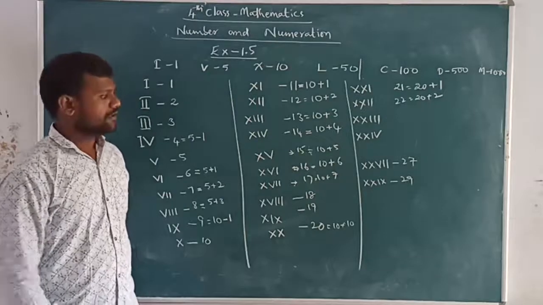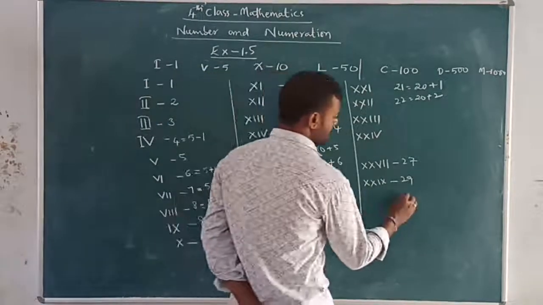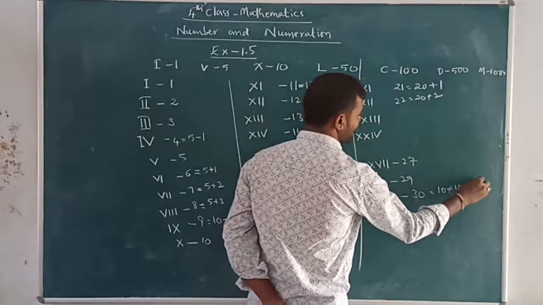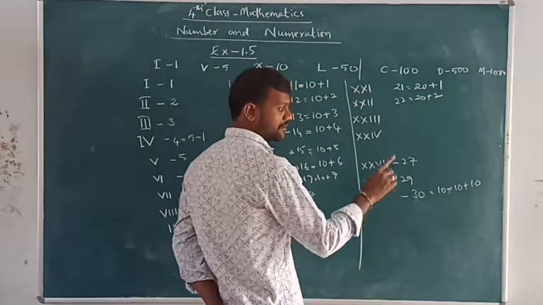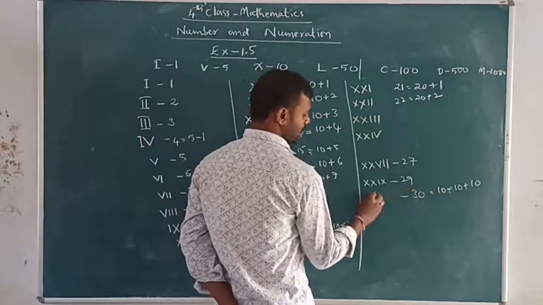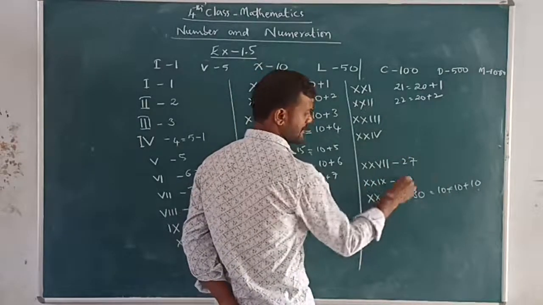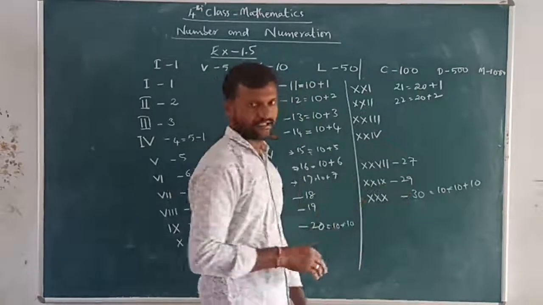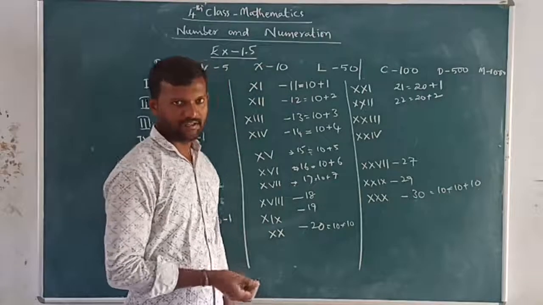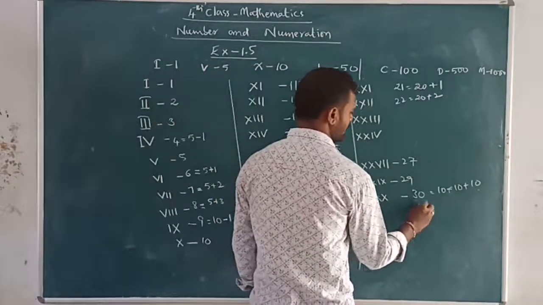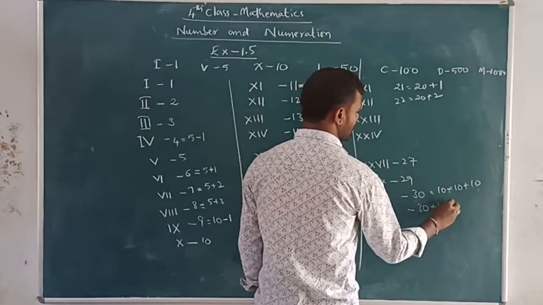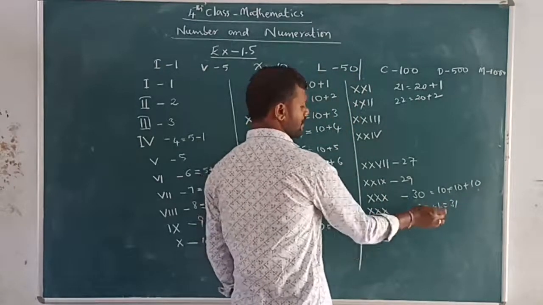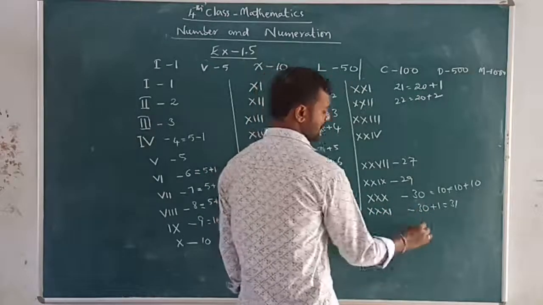Okay. After 29, what will we get? 30. 30 means 10 plus 10 plus 10. That is 30. 10 means X, another 10 means another X, another 10 means another X. So 30 means X, X, X. That is 30. Now 31. What should we write for 31? 30 plus 1. That is 31. So we already have 30 like this, and again 1.